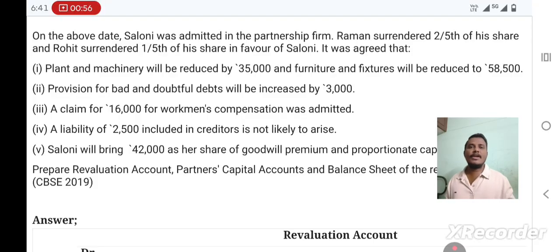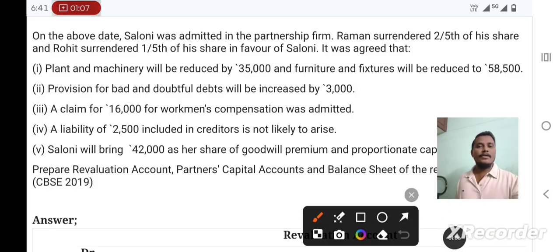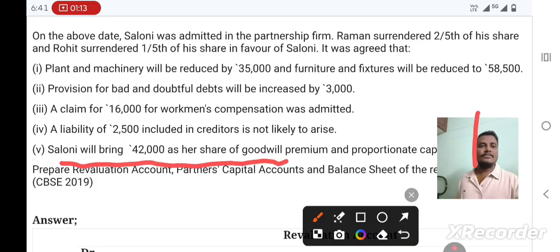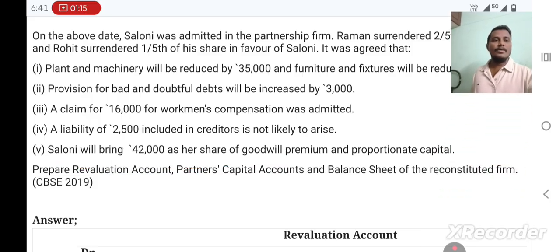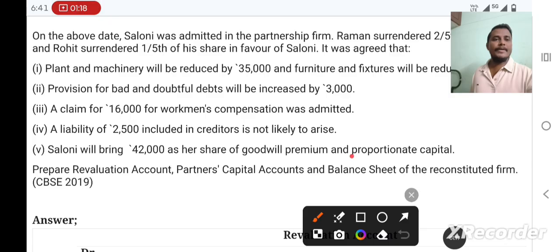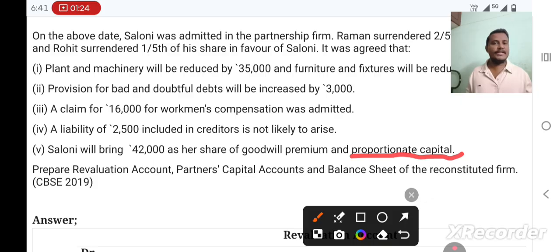So in case of admission, a new partner is getting admitted into the partnership firm. In that scenario, how do you calculate? If you see the last point, Saloni will bring 42,000 as her share of goodwill premium and proportionate capital. Here they say proportionate capital. So how will you calculate this proportionate capital? In this video I'm going to teach about that only.